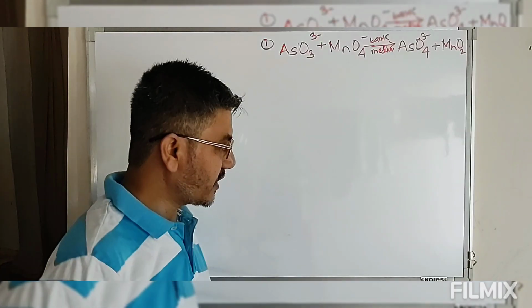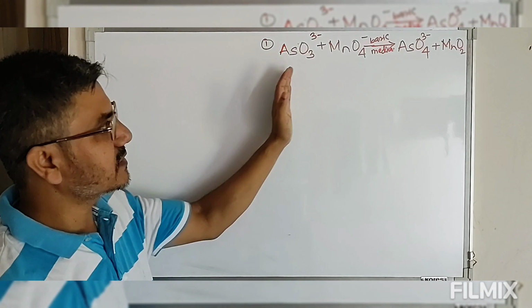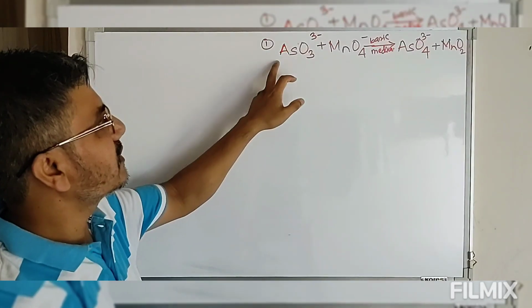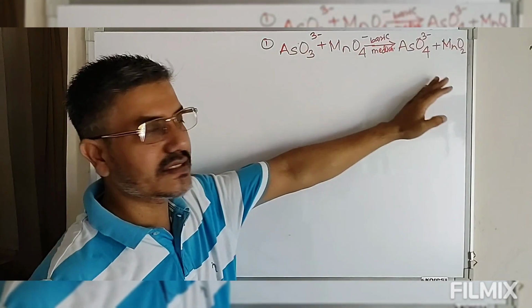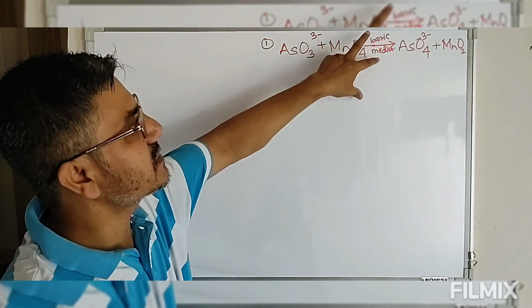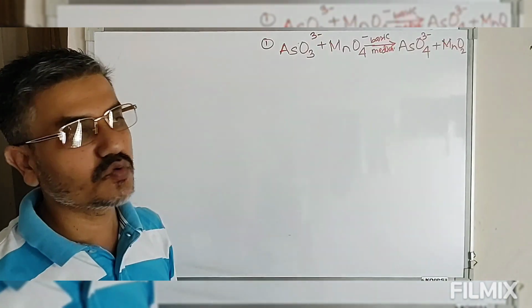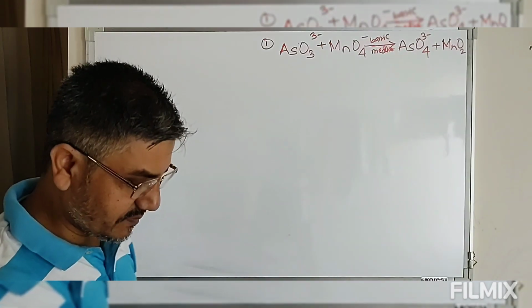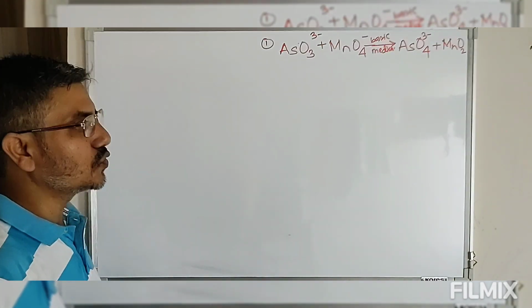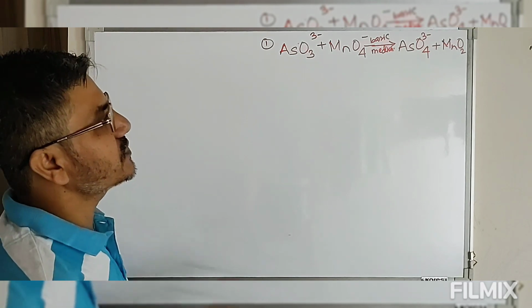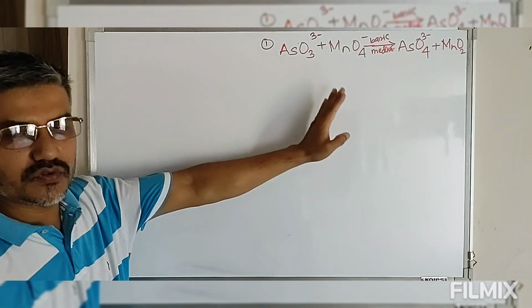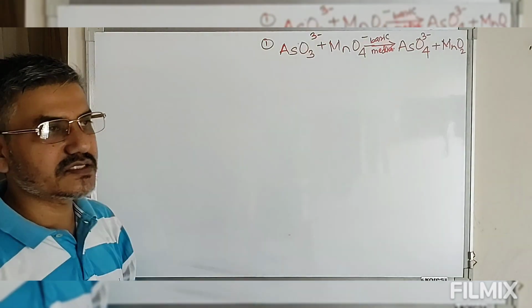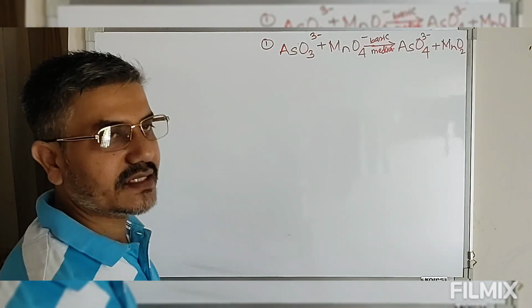Explain the rules that we have just discussed. We'll take this example. This is the skeleton reaction. The medium says the reaction is taking place in basic medium, so we have to balance this redox reaction in basic medium. As far as the rules are concerned, the first rule says we have to determine the oxidation states of the oxidant and the reductant.